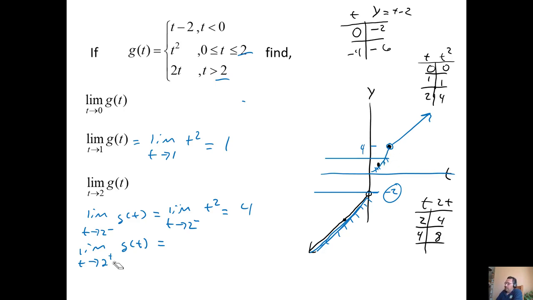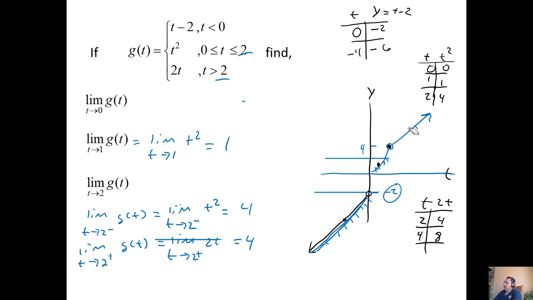Now the limit as t goes to 2 from the right, you're using numbers that are bigger than 2, so you're going to use the formula 2t. And there you can just plug it in. Sorry, didn't use my correct notation. So the limit as t goes to 2 from the right of 2t. And so then that is, again, plug it in and you get 4.